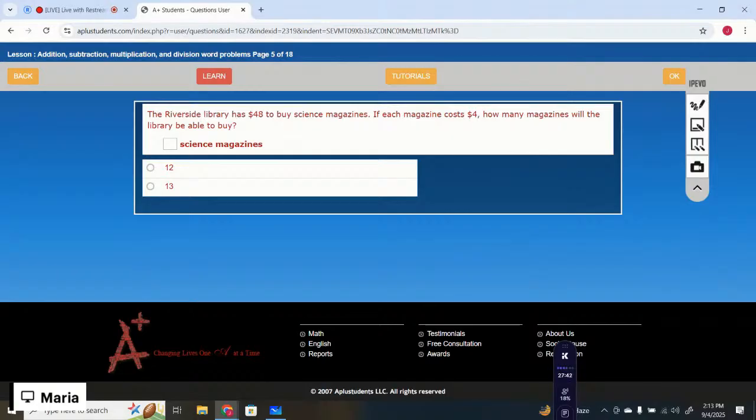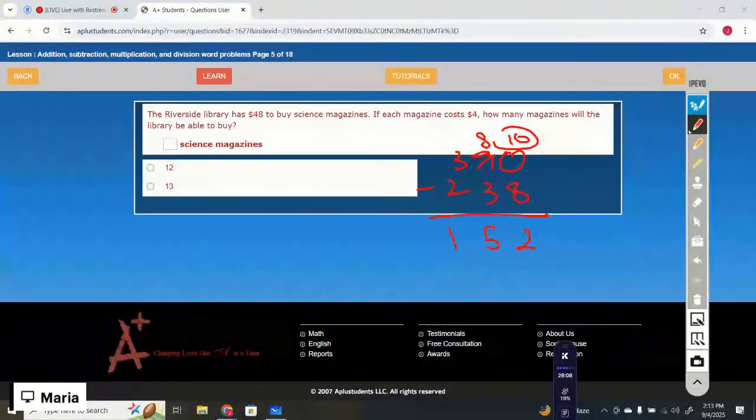The Riverside Library had $44 to buy science magazines. If each magazine cost $4, how many magazines will the library be able to buy? $48 divided by 4. You need to calculate how many magazines they will be able to buy. So, divided by the 4.